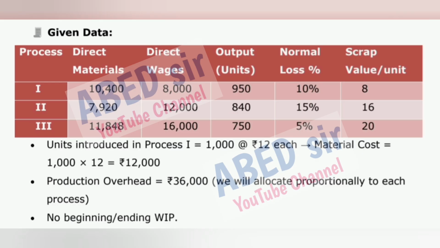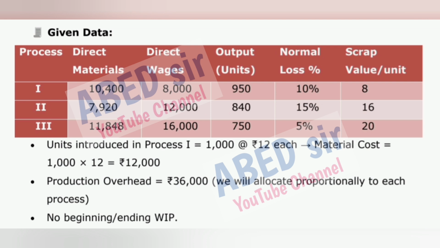Process I: 10,400, 8,950, 10%, 8. Process II: 7,920, 12,840, 15%, 16. Process III: 11,848, 16,755, 20%. Units introduced in process I is equal to 1000 at 12 rupees each.